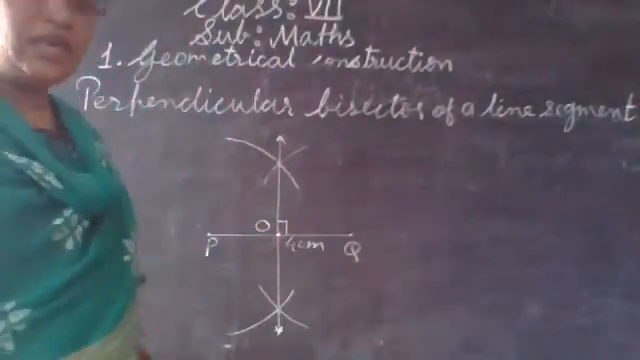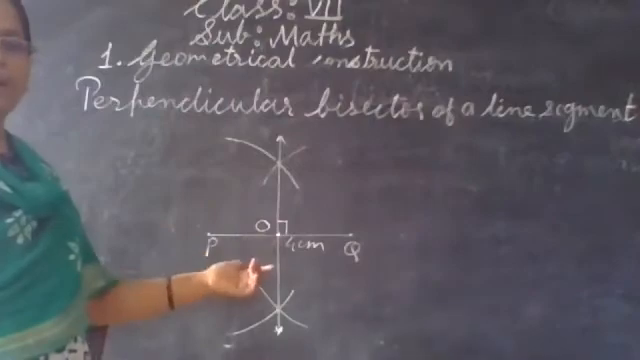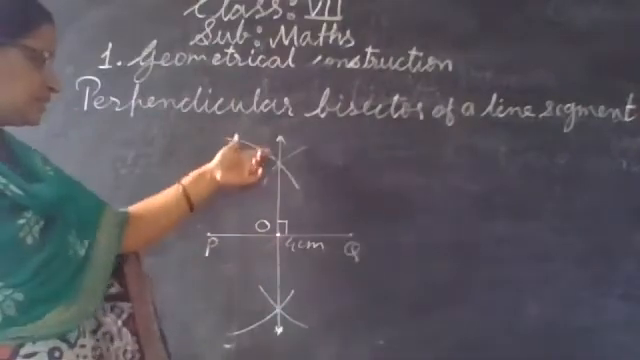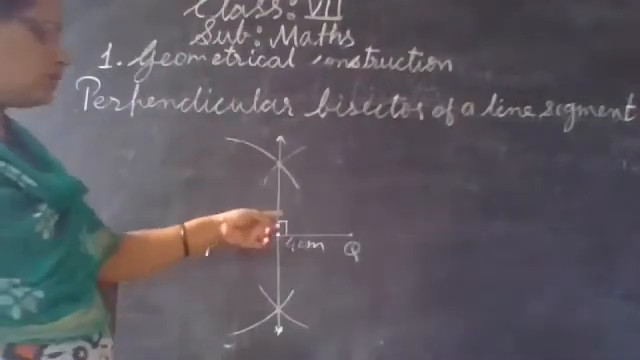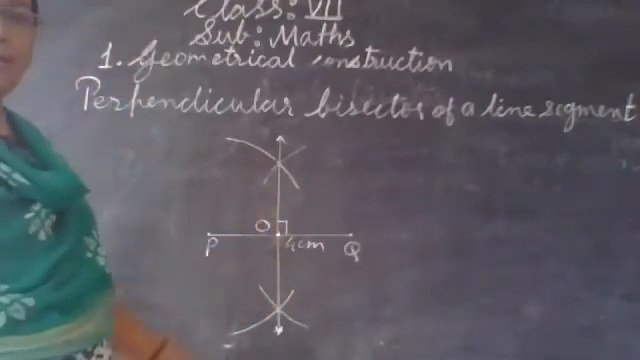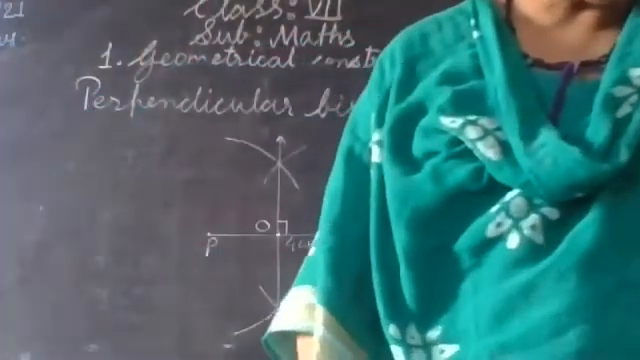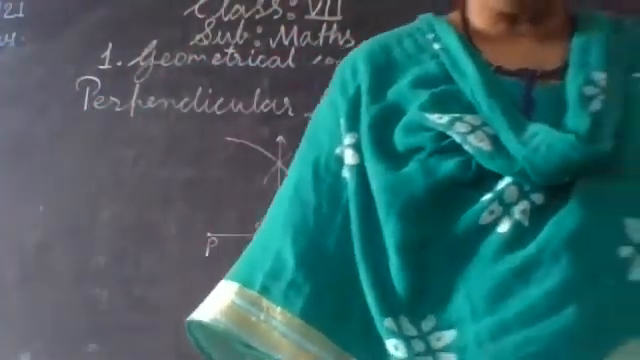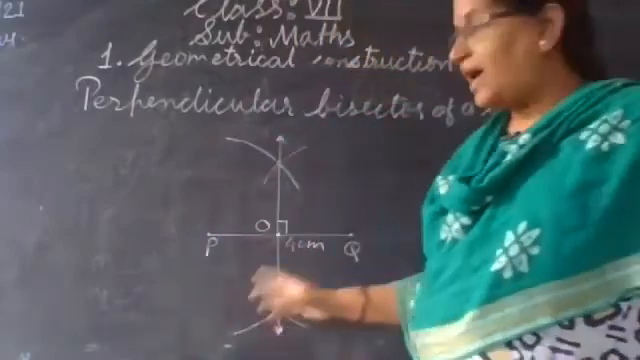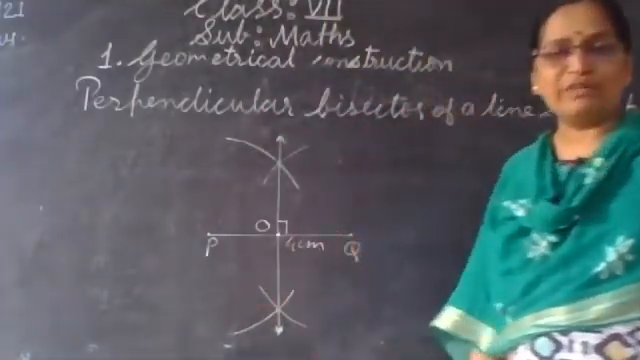So in this way, you can construct a perpendicular bisector. This line is perpendicular and also it bisects this PQ into 2 equal parts. So you have to draw another line segment of 5 centimeters and try to bisect it and see whether both parts are 2.5 or not.